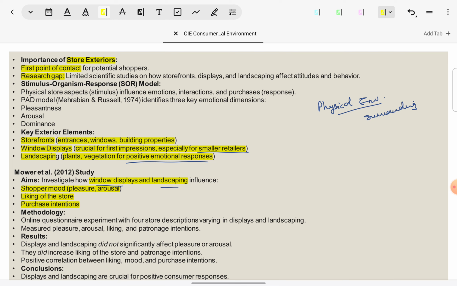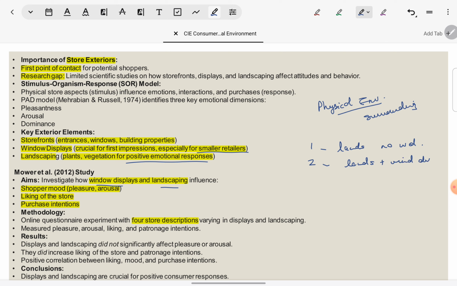The methodology in the study was simple. Participants had to read about certain stores. They had to read descriptions of stores. Four different store descriptions were used. Very simply, this was manipulated. In one description, there was landscaping but no window display. In another description, there was both landscaping and window display.